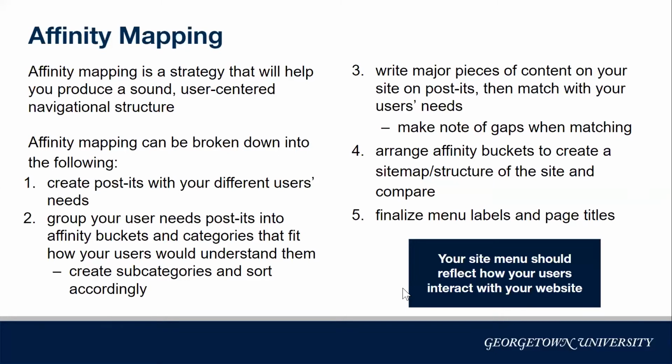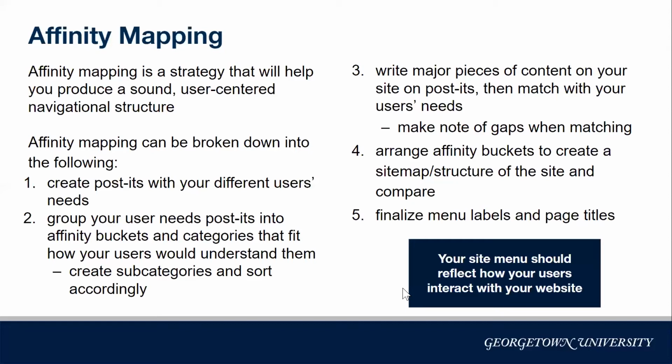Once you've completed the matching and noted any gaps, the next step is to arrange the affinity buckets to create a sitemap of your site, and then compare the sitemap you created during your affinity mapping exercise with the navigation of your current site, if applicable. You might find that you missed adding some content to your sitemap during the exercise. If this is the case, think about whether you missed that piece of content because you simply overlooked it, or because it just wasn't as useful and usable to your users as you thought it might have been.